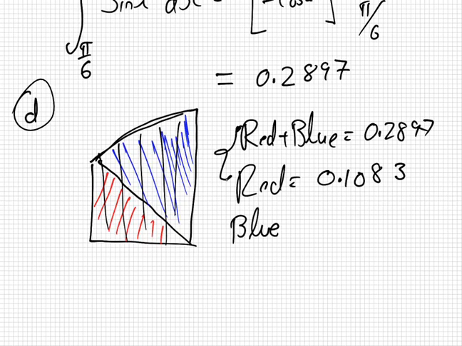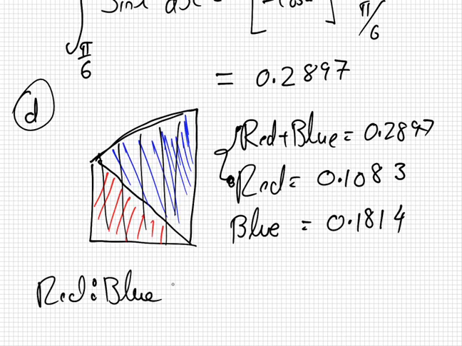Now, the blue one, how can I find the blue one? By using these two. Yeah, just take the 2 away. And you get 0.1814. And they would like the red area to the blue area. Well, that would be 0.1083 to 0.1814.